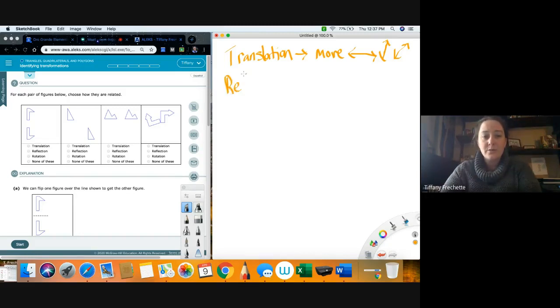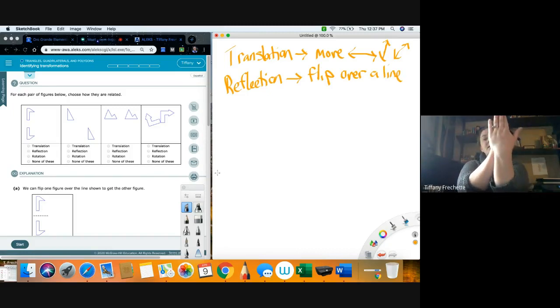So reflection, which we just talked about, means that we flip it. So we flip it over a line. And usually the line is, if I'm using my hands, the line would be the x-axis if we're thinking of graphing it.